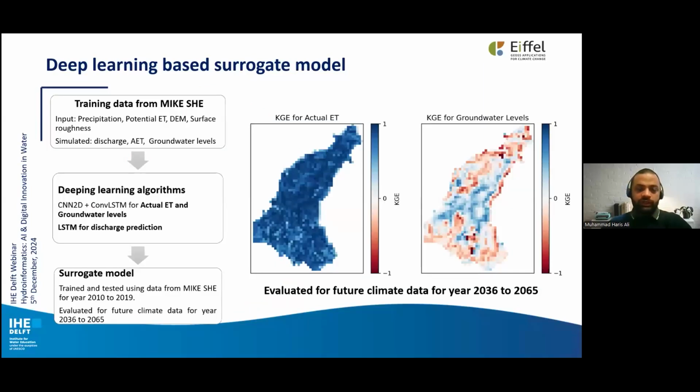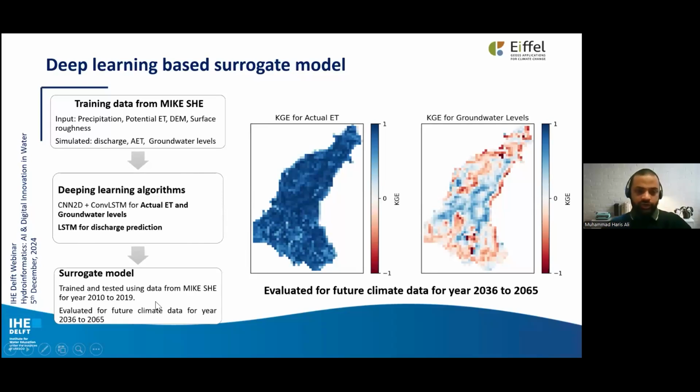For this, we get the input data. In addition to the meteorological data such as precipitation and potential evapotranspiration, we also extract the DEM and surface roughness into this model. We trained it from the results of the IHE with the discharge, actual evapotranspiration, and groundwater level. For the grid data, which is the actual evapotranspiration and the groundwater level, we use the CNN 2D in combination with the convolution LSTM. And for the discharge, we develop another completely different model, which is based on the LSTM.